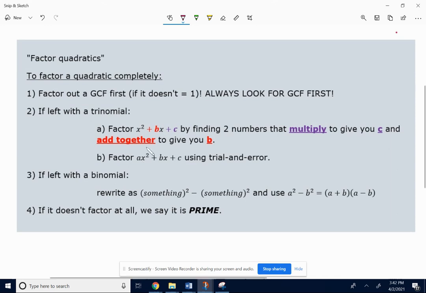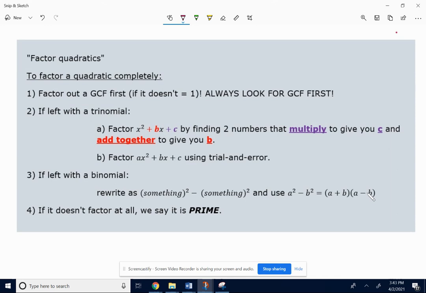If you had taken your greatest common factor out and you were left with a binomial, two pieces, see if you can write it as something squared minus something squared. Because if you can do that, you can take those two somethings, put a plus between them and a minus between them. That's the level I'm going to go with.